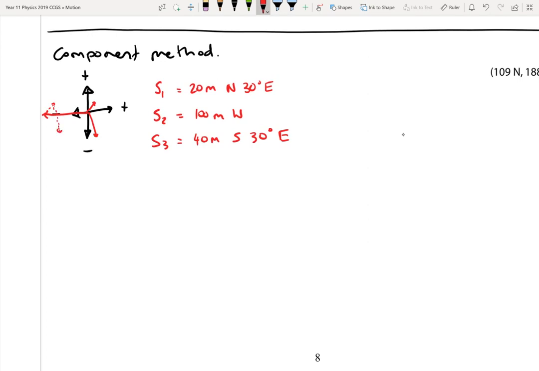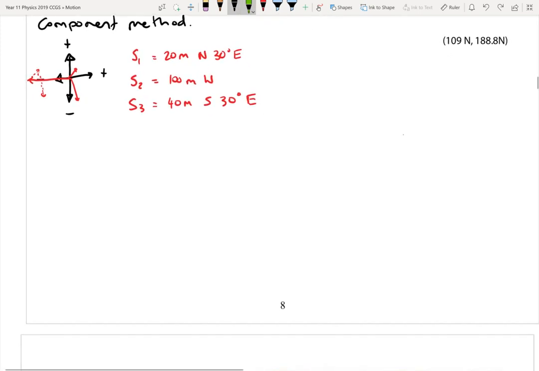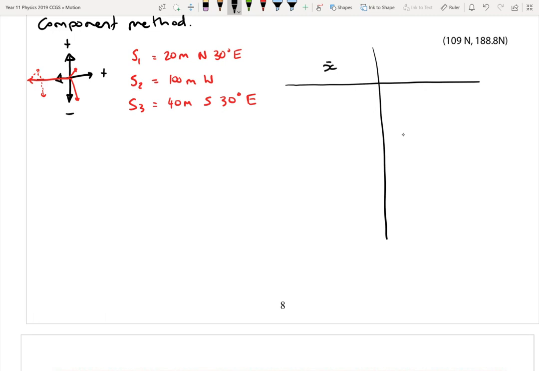I think if we use the tail to top method, 1, add 2, add 3, I think our resultant's going to be down in that quadrant. Here's what we're going to do. We're going to split them into our x components and our y components. So we'll have S1, S2, and S3. Then at the bottom, we're going to sum them together. And then we're going to recombine using Pythagoras.